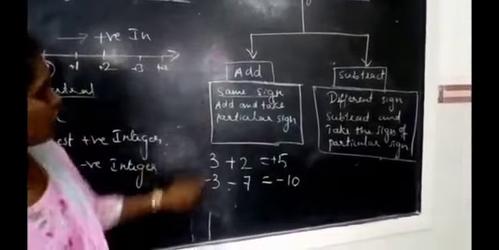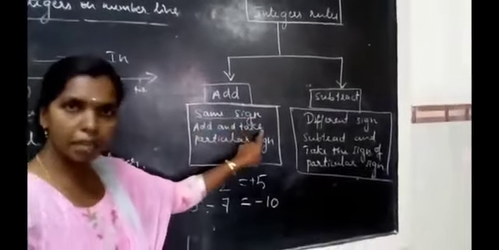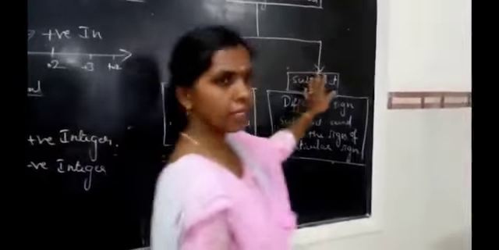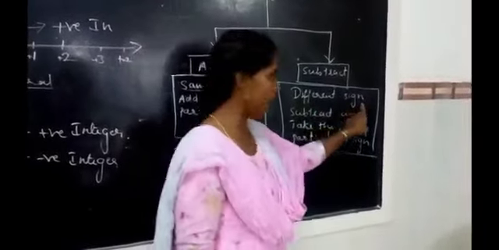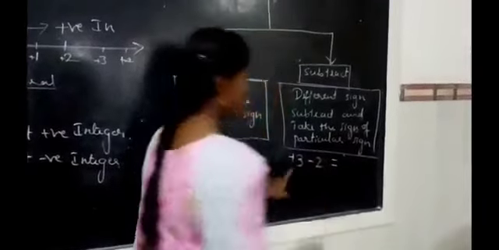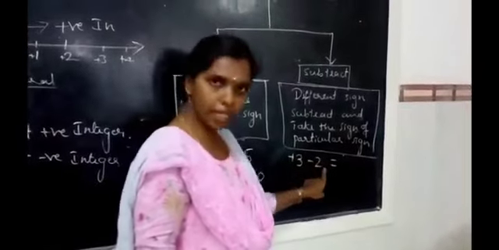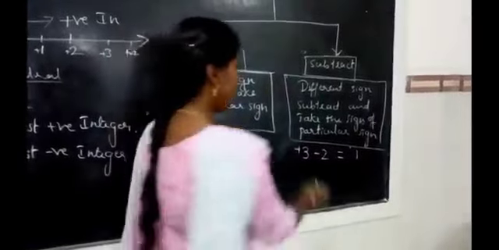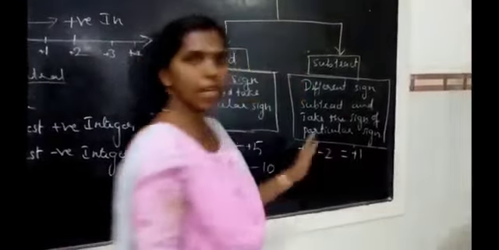Did you understand this? When we have to add, if the integers have the same sign, add and take the particular sign. And when we have to subtract the integers, if it is a different sign. For example, 3 minus 2. Look here, 3 is a positive number and 2 is a negative number. Both have different signs. So subtract and we will get 1 and take the sign of the biggest number. Here 3 is the biggest number. It is a plus. So write plus 1.